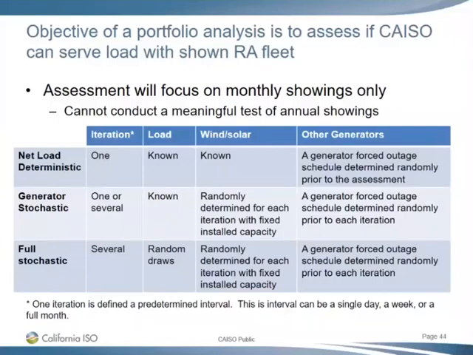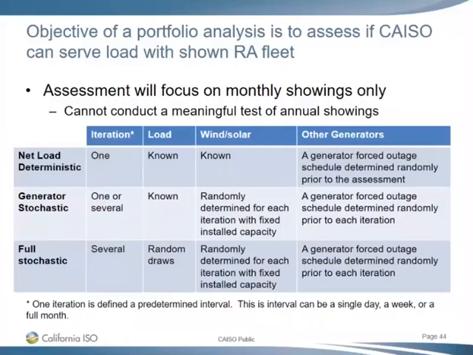Okay, so in that case, Carl, what does it mean for a generator forced outage schedule determined randomly prior to the assessment? Because I thought that's why we were using UCAP to begin with. Okay, so that part's stochastic. But the profiles that we've used in the ELCC for wind, solar, and load, we can, for example, CEC is going to be producing load forecast. We can continue to use that. That's coming up on slide, I think, 47.